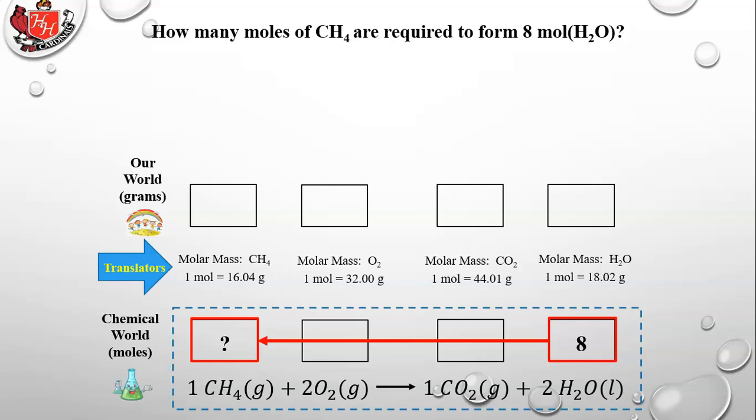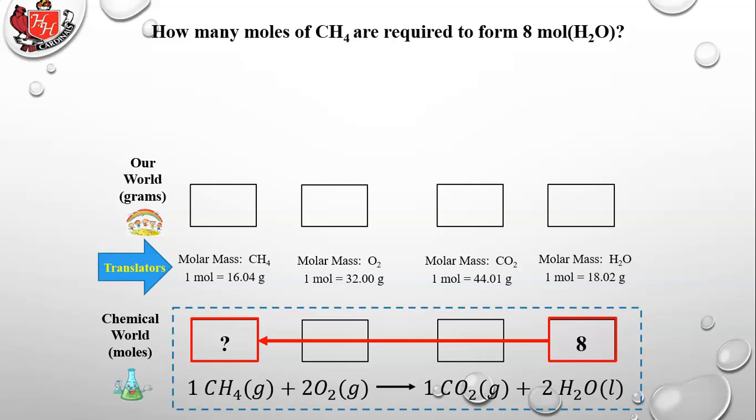In other words, you need twice as much water, or you're going to get twice as much water as you put in CH4. If you put in 1 mole of CH4, you're going to get 2 moles of water. If you put in 2 moles of CH4, you're going to get twice that much, or 4 moles of water. If you put in 100 moles of CH4, you're going to get twice that much, or 200 moles of water. So it's a ratio, it's a relationship between CH4 and water.